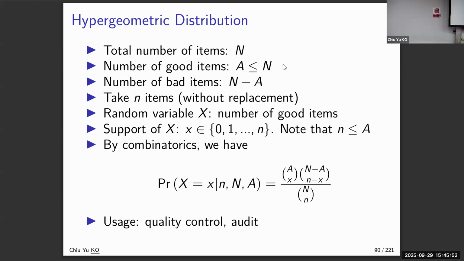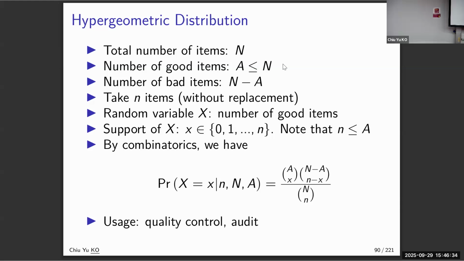So what's this? Consider the following. You have n items, that is how many are in the population. Out of them, A belong to success. Maybe we'll use inventory as an example. You're in a warehouse, and there are maybe 10 items, and out of which say 5 are good and 5 are bad, right?